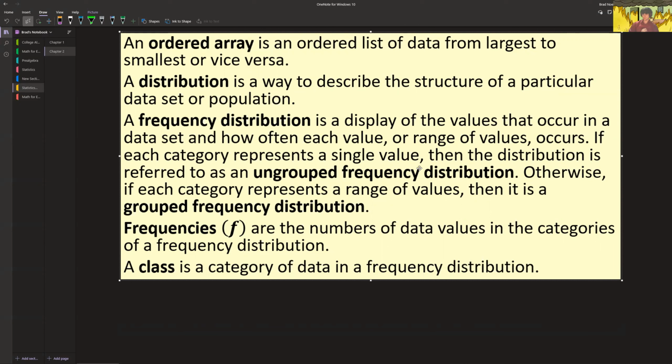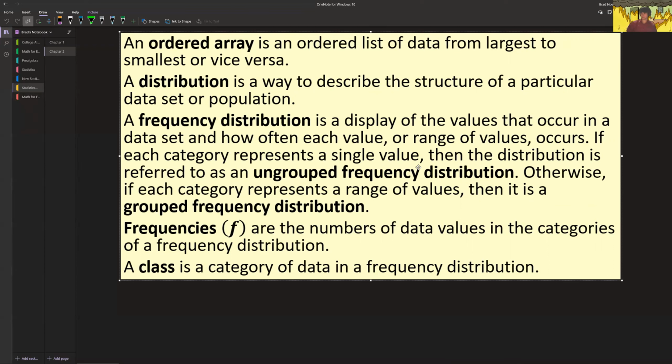A frequency distribution, note that this is this section's title, is a display of the values that occur in a data set and how often each value or range of values occurs. If each category represents a single value, then the distribution is referred to as an ungrouped frequency distribution. Otherwise, if each category represents a range of values, then it is a grouped frequency distribution. So if your frequency distribution is simply looking at the data values, say 1, 2, 3, 4, and how many times each of those shows up, that's ungrouped. If it has a range of them and it lets you know how many fit into that range, then that is a grouped frequency distribution.